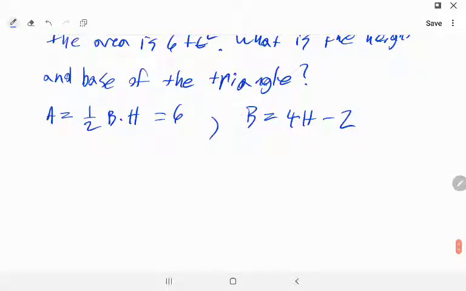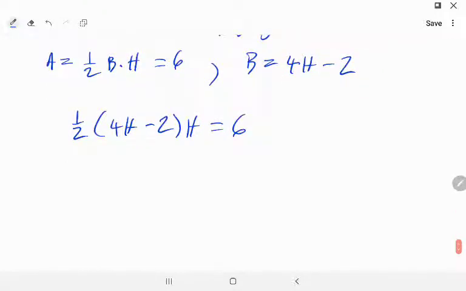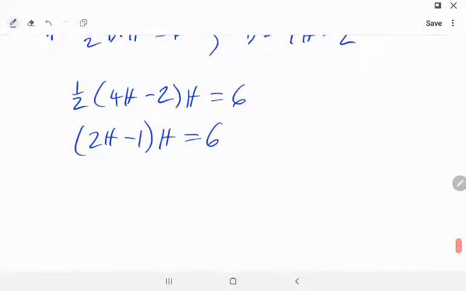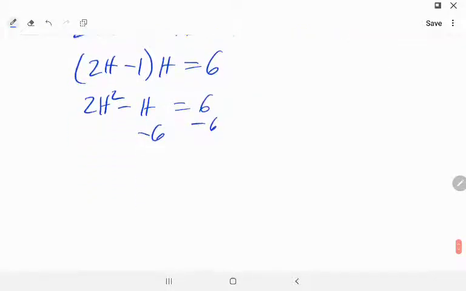So now we're combining those two equations. We know that b equals 4h minus 2, so we know that 1/2 of the quantity 4h minus 2 times h has to equal 6. As we saw back in the last section, we take half, which gives us 2h minus 1 times the quantity h equals 6, and so we get 2h squared minus h equals 6. We can subtract 6 from both sides, and we get 2h squared minus h minus 6 equals 0.